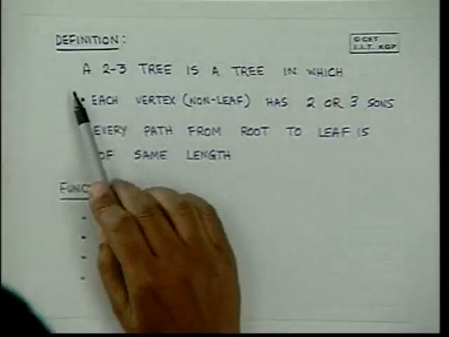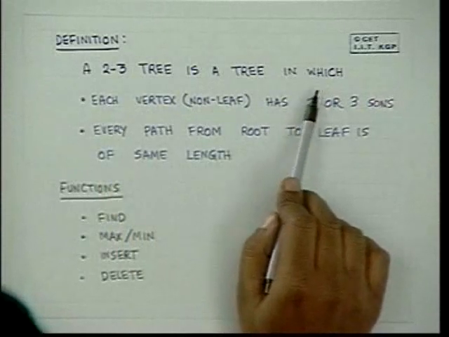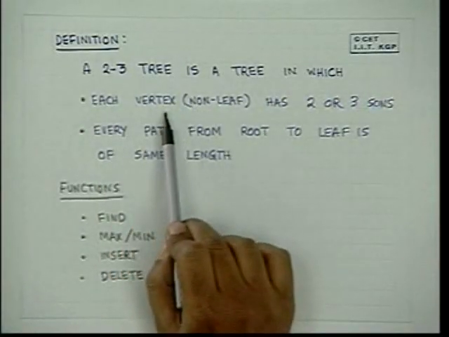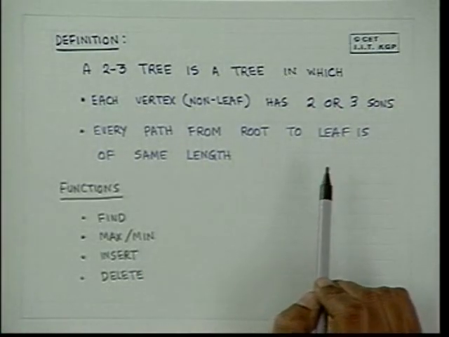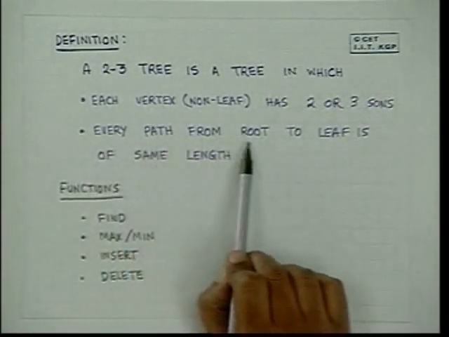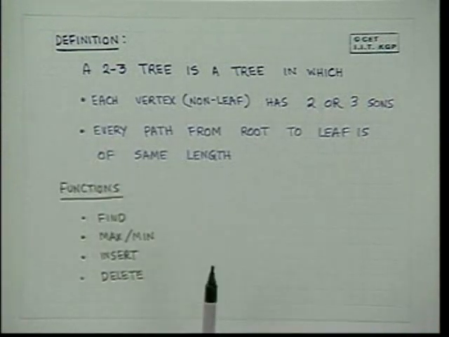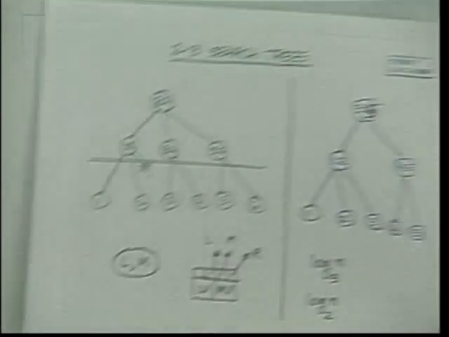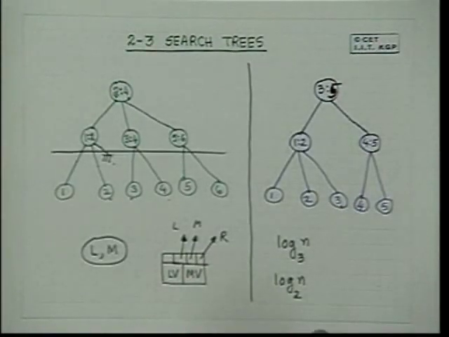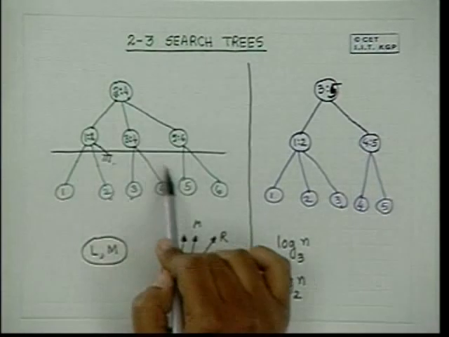Now let us see what we do. First, let us see the definition quickly. A 2-3 tree is a tree in which each non-leaf vertex has 2 or 3 sons or children, whatever, and every path from root to leaf is of the same length. Here note that every path from root to leaf is of the same height in a 2-3 tree.